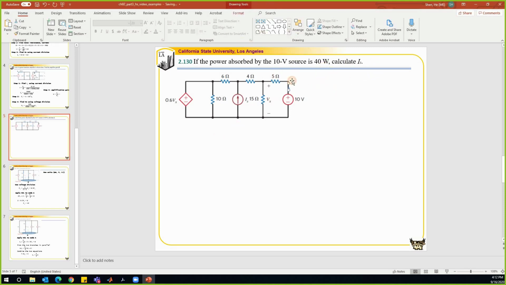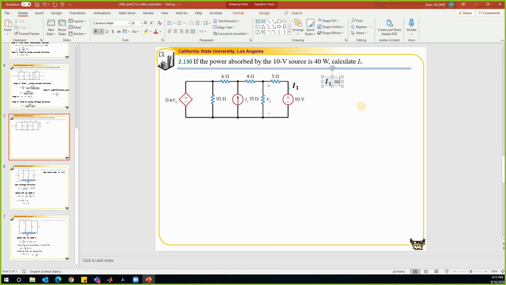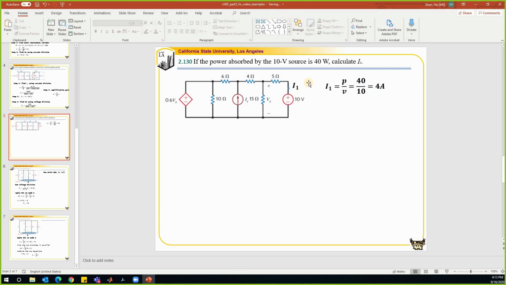Given this information, 40 watts, I will be able to calculate this current. And pay attention, we need to use the passive sign convention to define this current. So let's call this current I1. Find this current I1 by using the power divided by the voltage. So that is 4 amp. Because of the passive sign convention, on the top that is positive, on the bottom that is negative, and the current flows from the higher voltage end to the lower voltage end, so that it will match the passive sign convention. I will be able to find the voltage on this resistor.